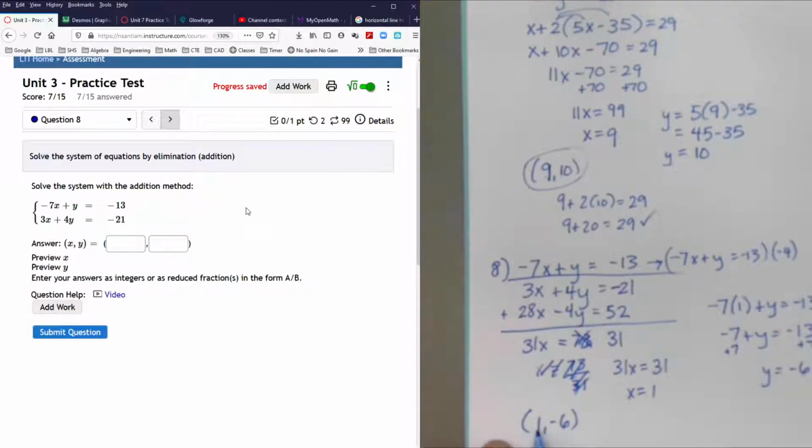And again, I can check that by plugging that into one of the other equations. So if I check that, if I go into the second equation, 3 times 1 plus 4 times negative 6 should be negative 21. And so I've got 3 plus negative 24 is negative 21. That's true. So that's a check. So there's my solution there. It's 1, negative 6.